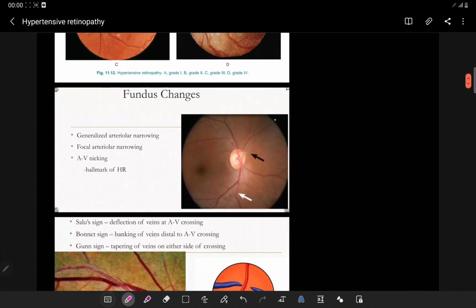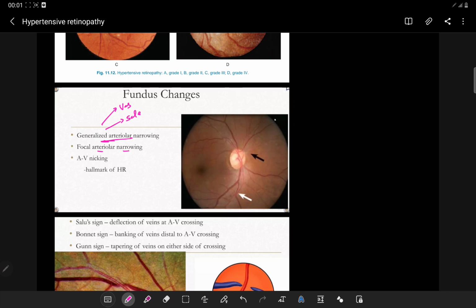Now what are the various fundic changes which occur in this patient? The first thing considered is the generalized arteriolar narrowing. Basically it has two phases: the vasoconstrictive phase and the sclerotic phase. In the vasoconstrictive phase, there is diffuse vasospasm, and the sclerotic phase has intimal thickening, hyperplasia of the tunica media, and hyaline degeneration, and is characterized by arteriolar narrowing associated with tortuosity. Next is the focal arteriolar narrowing.